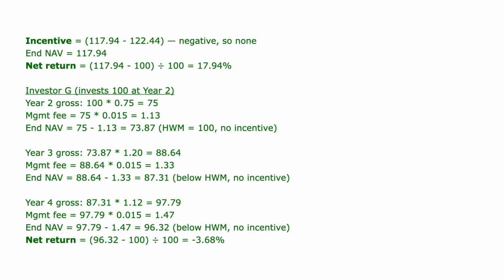A single strong year can create a HWM that persists for multiple periods, protecting investors from paying fees on subsequent recoveries. Year 2 to 4, even with partial recoveries, the NAV after fees remains below the HWM. No incentive fees are triggered, and the investor ends with a net loss of negative 3.68%. Managers cannot collect performance fees until the NAV surpasses the investor's original peak value. HWM ensures incentive fees only apply when post-fee NAV exceeds the prior high, safeguarding investors during drawdowns.